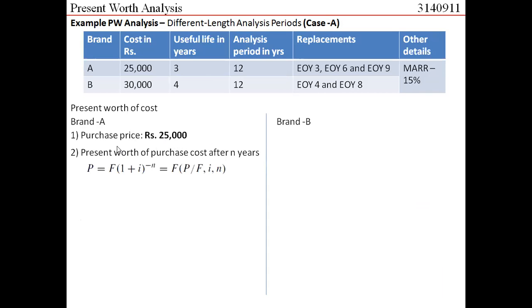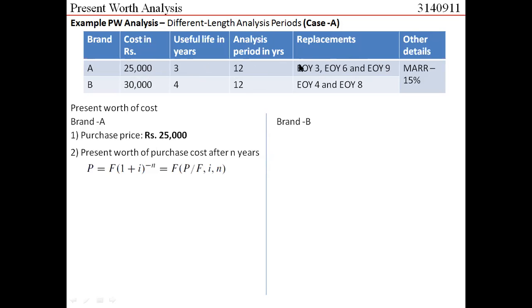Then what would be the present worth of the purchase cost after n years? Because I have to replace the machine 3 times, at the end of year 3, at the end of year 6, at the end of year 9. So again, we have discussed in our assumptions that we don't take into account inflation or deflation. That is, the value of the machine we would consider the same throughout the period of analysis. So the machine that I would purchase at the end of 3 years would also cost 25,000. The machine that I would purchase at the end of 6 years would also cost 25,000. In the same way after 9 years.